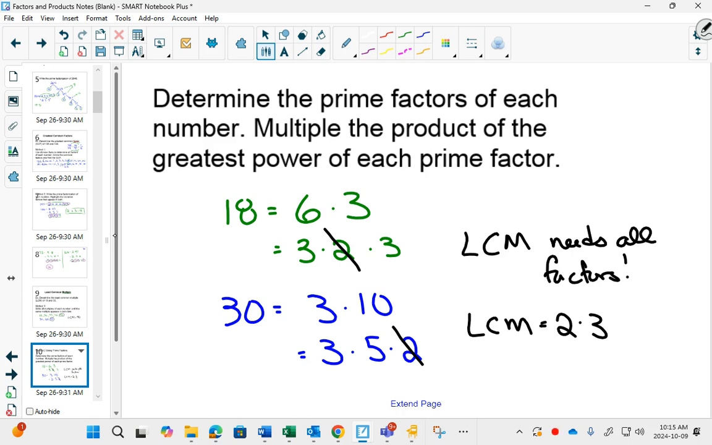Does anyone have more than 1 3? Yes. So when I use that first 3, that uses up a 3, the first 3 from each of them. But now there's another 3. I have to use that up as well. Any other numbers that we haven't done yet? There's a 5. So you have to use that as well. So we have to use up all the factors. And if one of them has a factor more than once, we have to use all of those ones to use them all up.